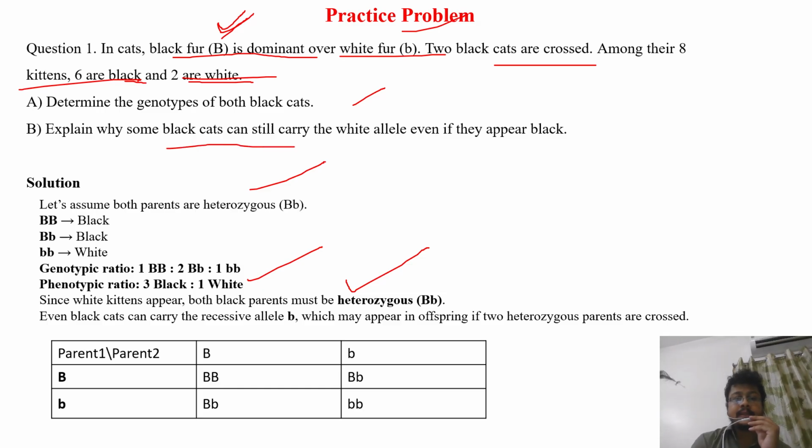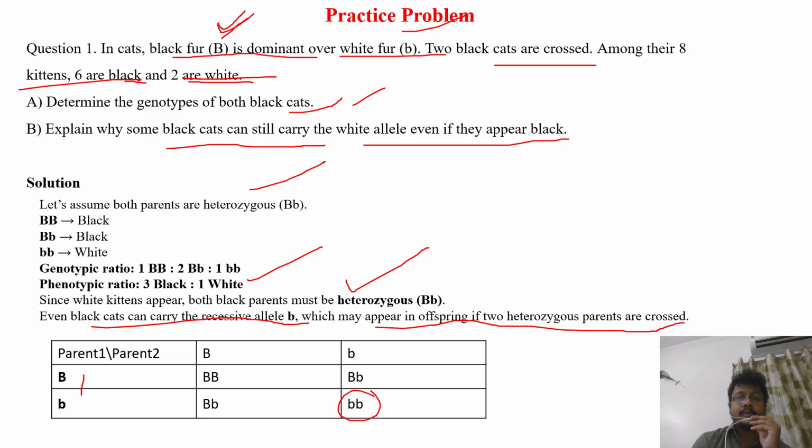Explain why some black cats can still carry the white allele even if they appear black. Even black cats can carry the recessive allele b, which may appear in offspring if two heterozygous parents are crossed. So if the black cats carry the white allele, then they are heterozygous, and if they are crossed among themselves, this is a heterozygous parent and this is a heterozygous parent, then one offspring will be white and three offspring will be black. It will follow a 3:1 phenotypic ratio.